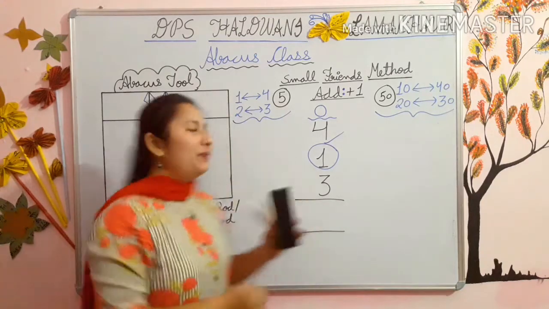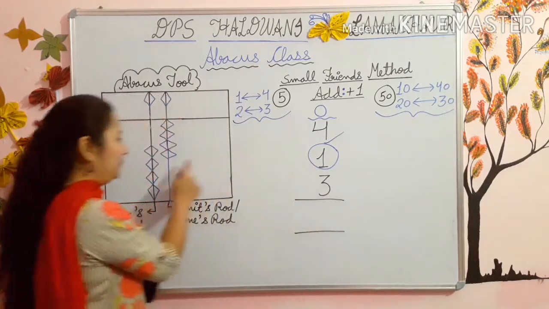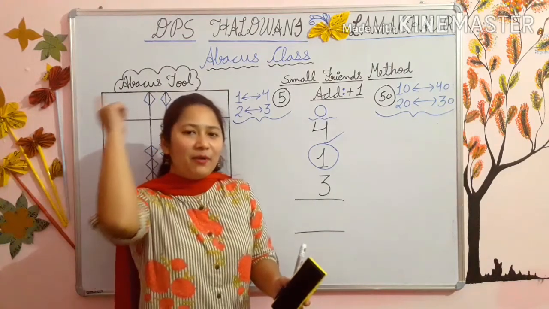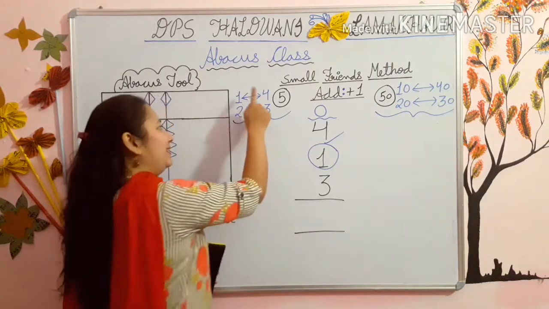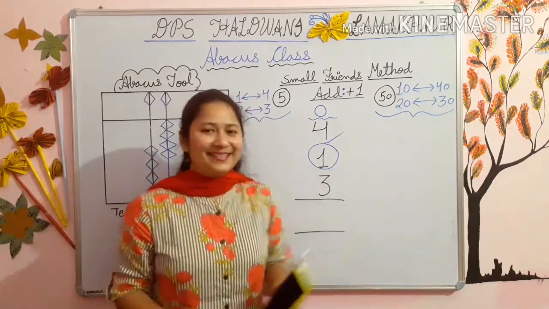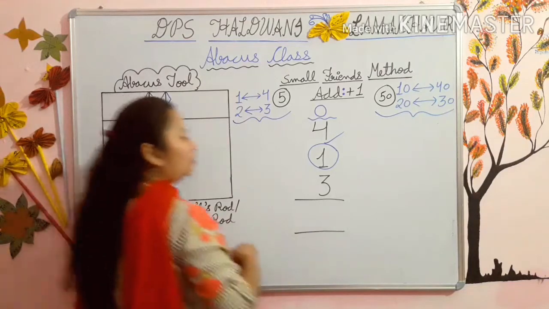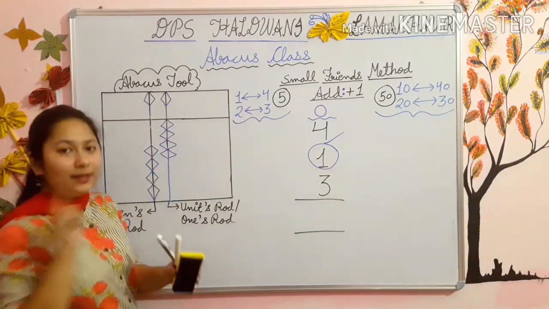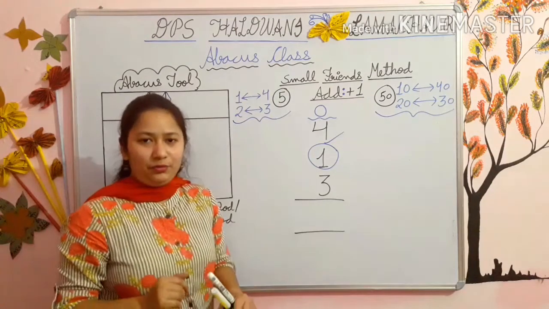Same way, you have to add 1 but the bead is not there. So what you will do? You will take the help of your friend. This friend, yes, that's why I have called them friends. So kids, you have to add 1. आपको 1 को add करना है लेकिन beat नहीं है. So what you have to do?